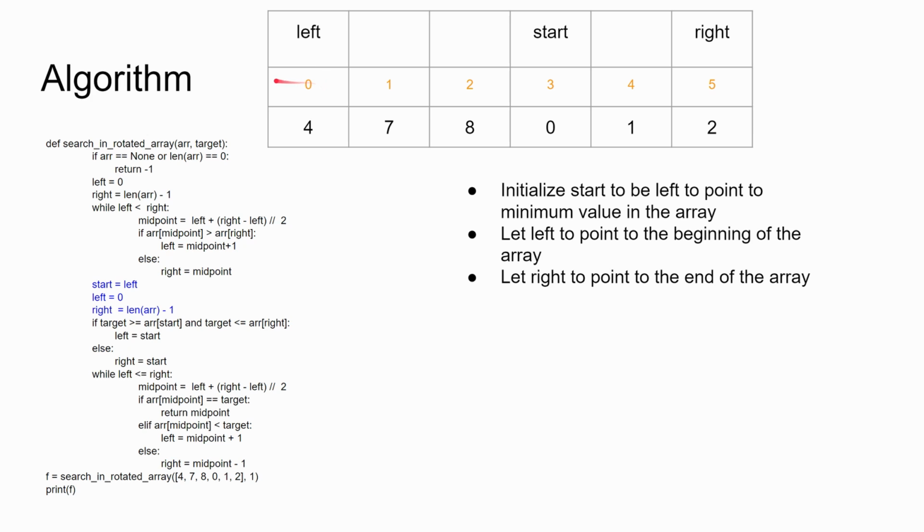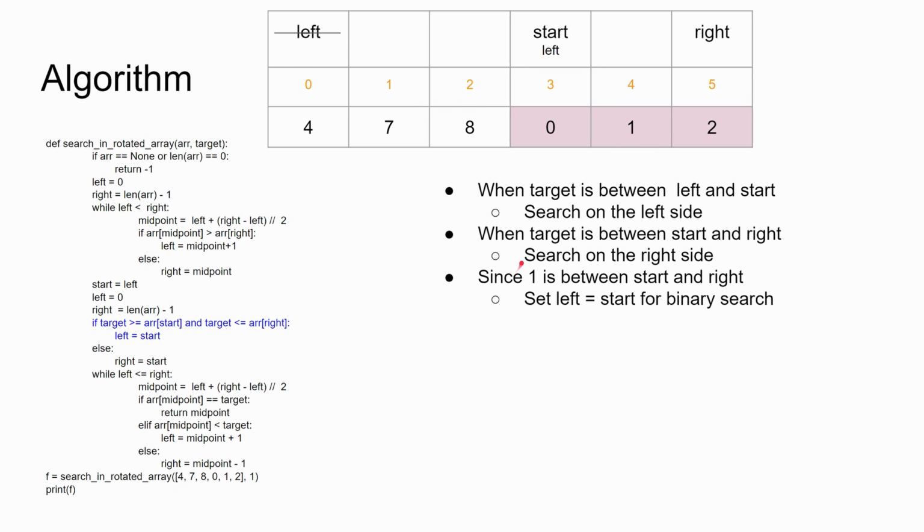Left will go back to 0, and right will go back to be the end of the array. If the target is between left and start, it will search on the left side. If the target is between start and right, it will search on the right side. In this case, since 1 is to the right of start because it's bigger than start, it will look on the right side of start. To do that, it will set left equal to start.